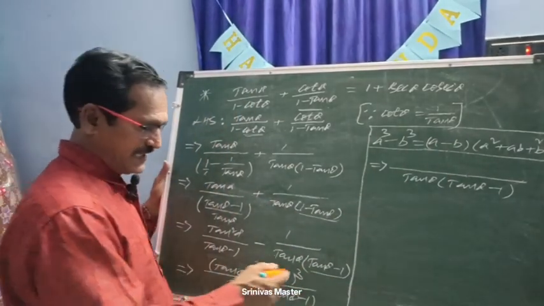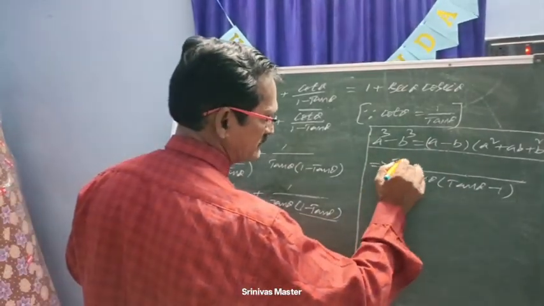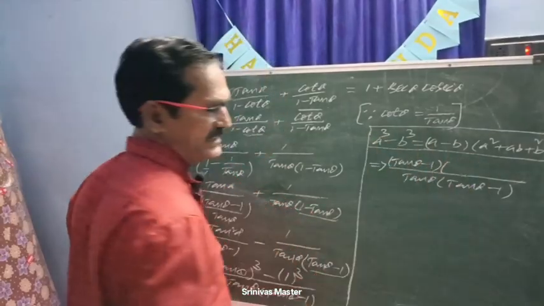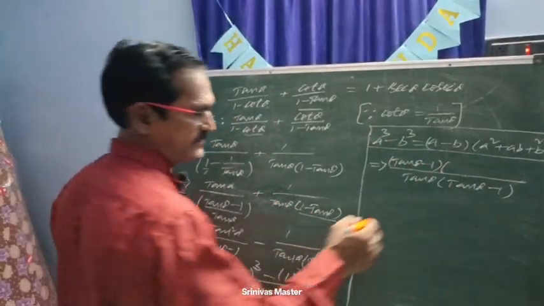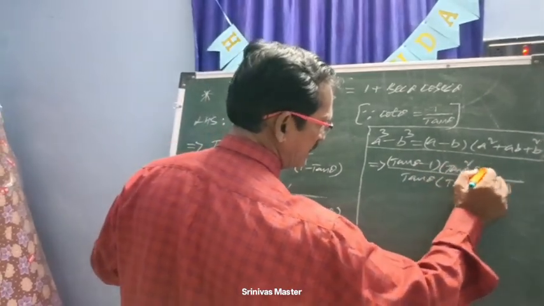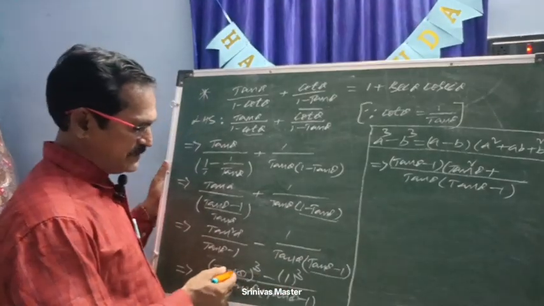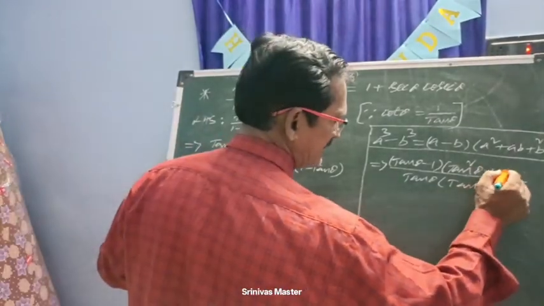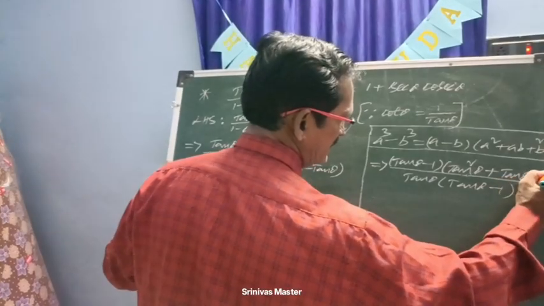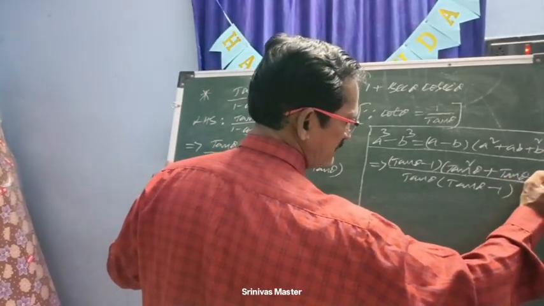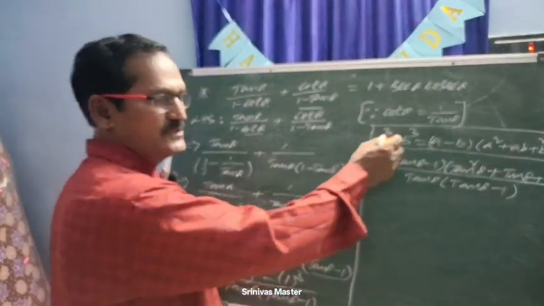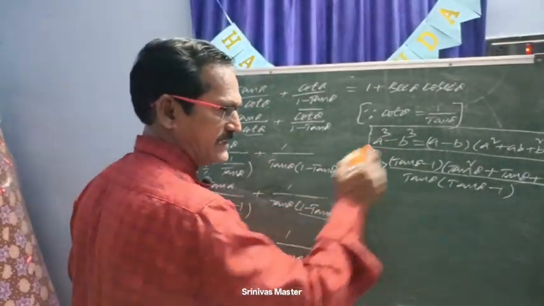Now a minus b. A minus b means tan theta minus 1. Tan theta minus 1 into a square. A square means tan theta whole square. Tan theta whole square means how much, children? Tan square theta plus ab. ab means tan theta into 1. Tan theta into 1 means how much, children? Tan theta plus b square. b square means 1 square. 1 square means how much, children? 1. Okay. So by using this algebraic identity, the numerator becomes like this.